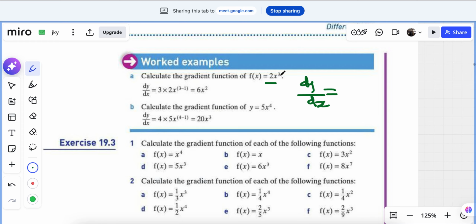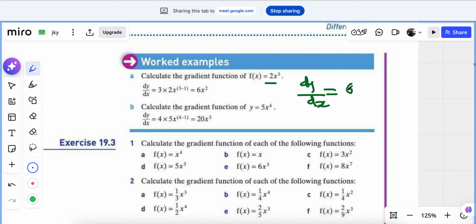dy over dx, you bring this 3 here, it becomes 3 times 2, you get 6. Then x raised to power 3 minus 1. 3 minus 1 is 2, so x raised to power 2. Finish, you've differentiated this one. It's so easy, right? So that's how they got 6x squared.